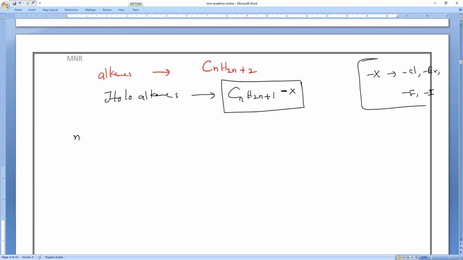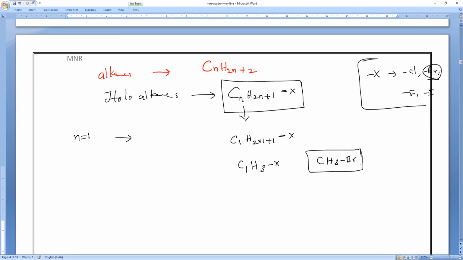So now first, n equals 1. Let me replace with that. What will happen, everybody? C1 H(2 into 1 plus 1) X, so C1 H3 X. That X, let me take it as bromine. Then CH3Br. That is what we call the first compound. Chlorine means chlorine. Do you understand, everyone? All of you clear?